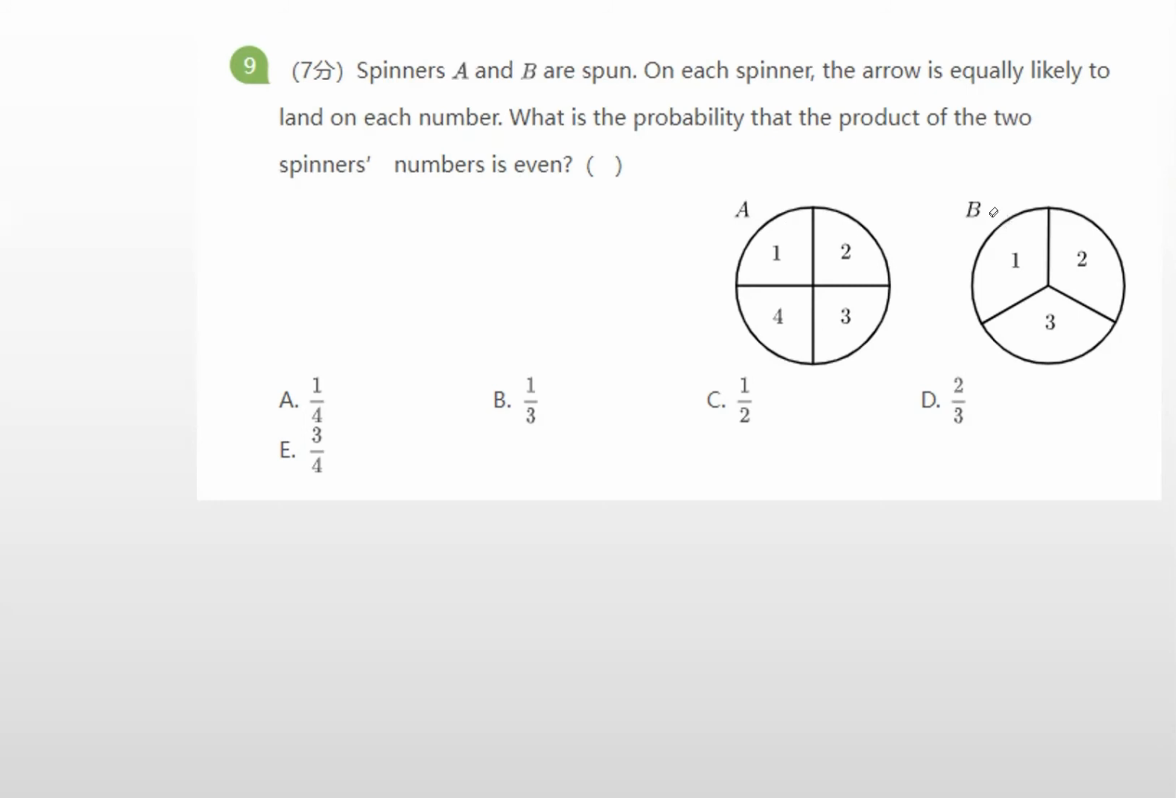Then what is the probability that the product of the two spinners' numbers is even? So how do I give an even number? We can have odd times even, we get even, right? Also, we can have even times even, we get even, right? Also, we have even times odd. The order matters, why? Because it's a different spinner.